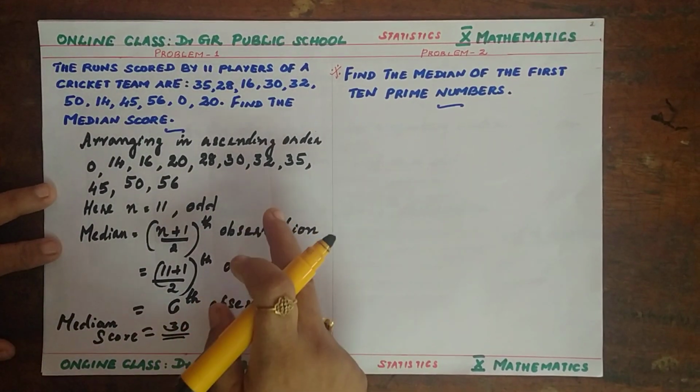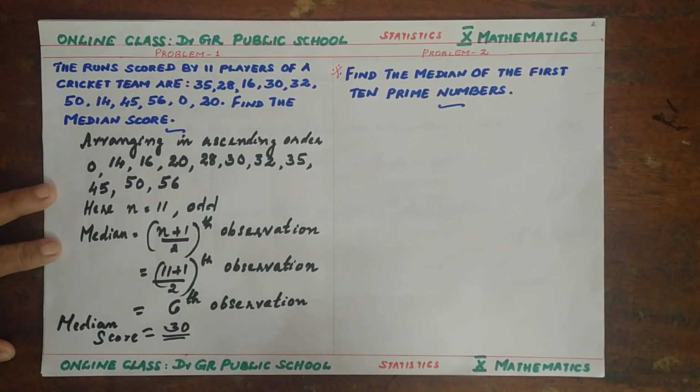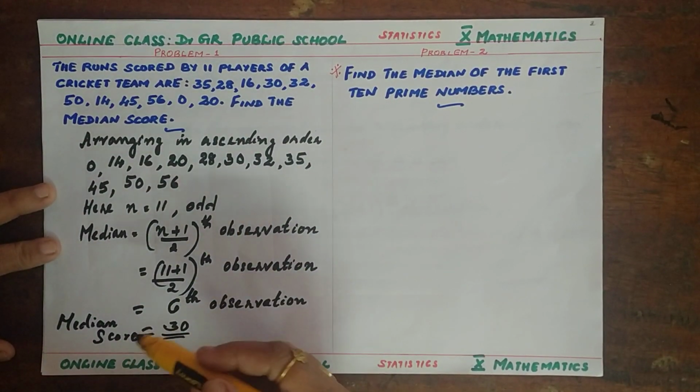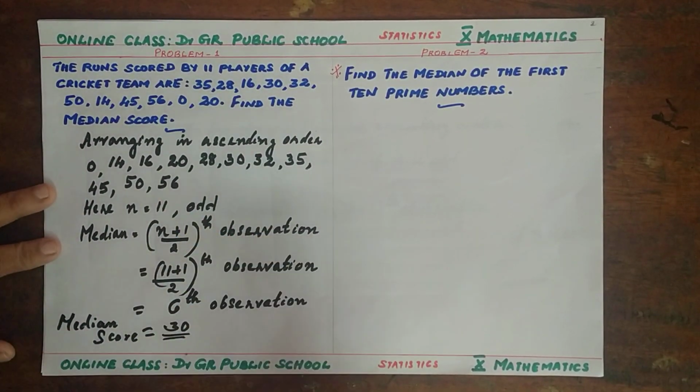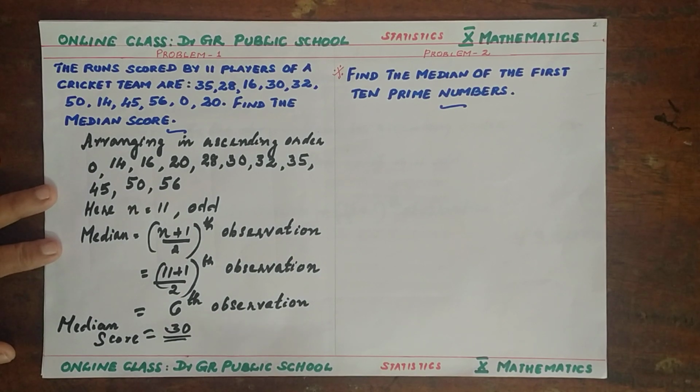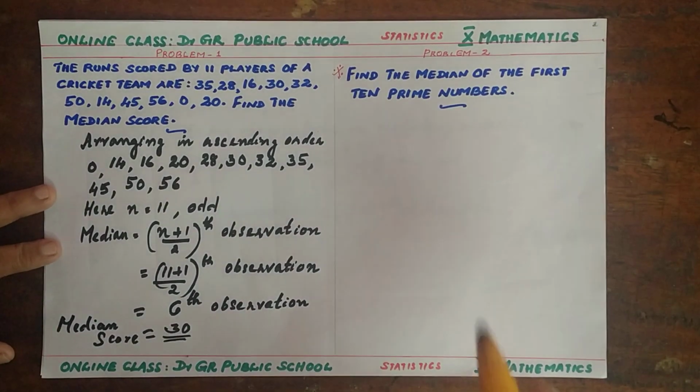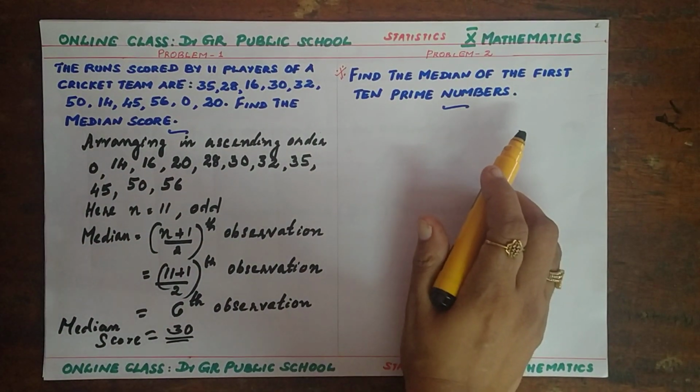Without arranging in the ascending order, if you find the median, it will be wrong. So, the first important thing is arranging in the ascending order, then apply the formula for n equal to odd or even. Any doubt? No. Come to the second question.